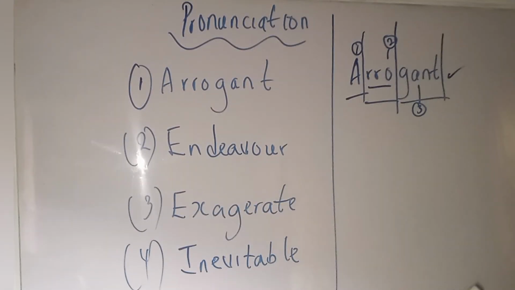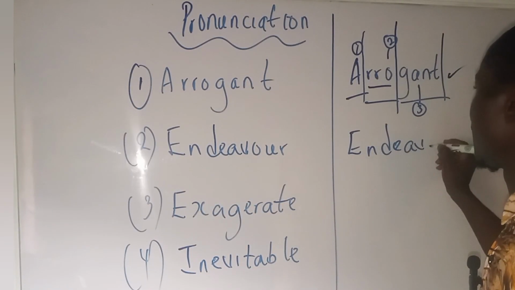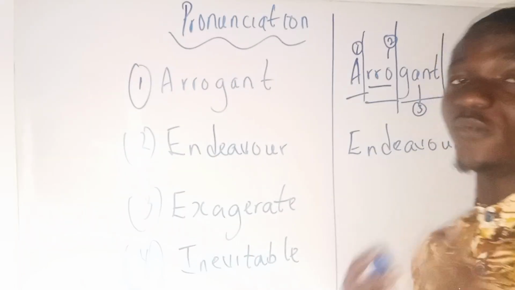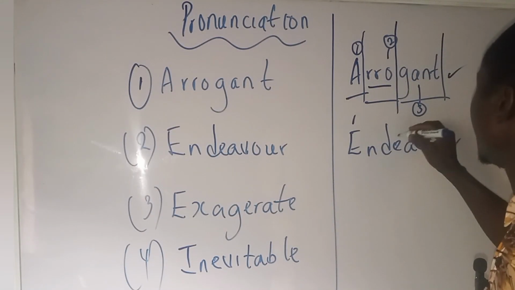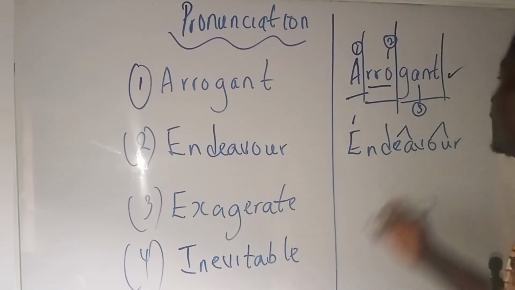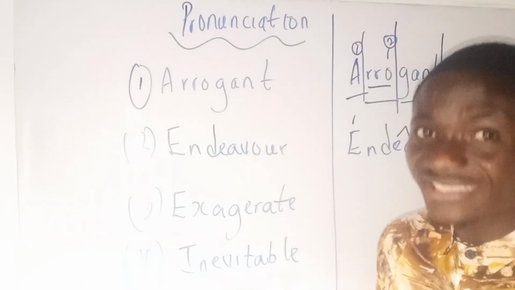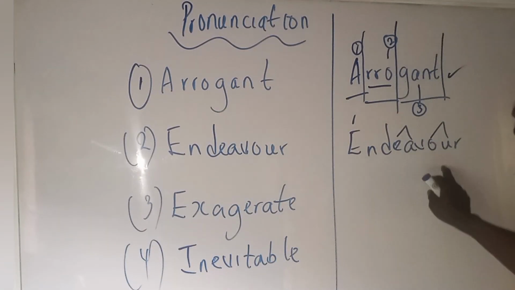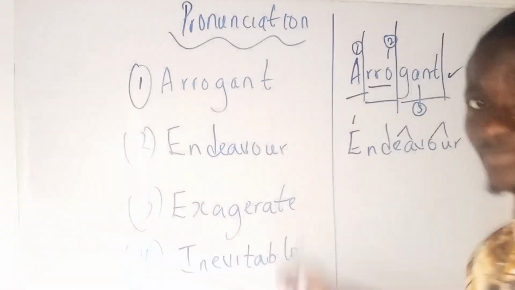We move to the second one. Let us write it out. Endeavour. Now, how do we go about this? You observe the vowels. How many vowels do you have there? We have E, we have EA, we have OU. Now, the rule is that you join consonant with vowel. If you check, the word is not beginning with a consonant, it's beginning with a vowel. So how do we now join this? How do we pronounce this?